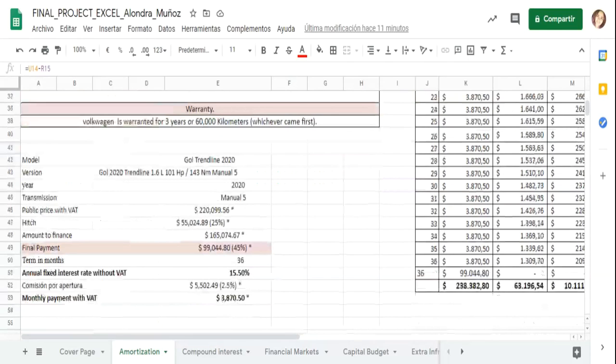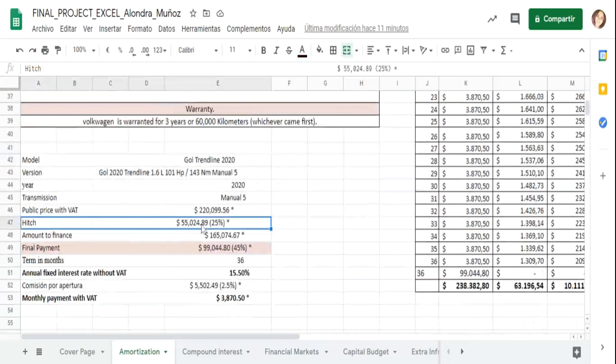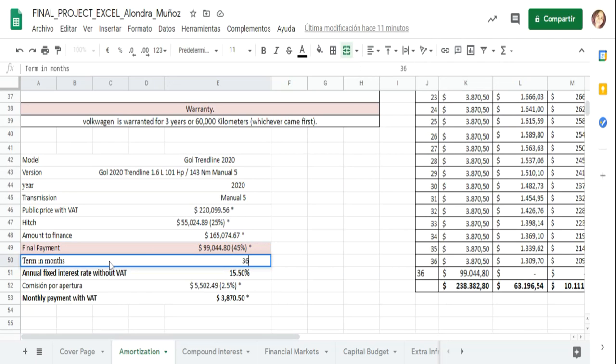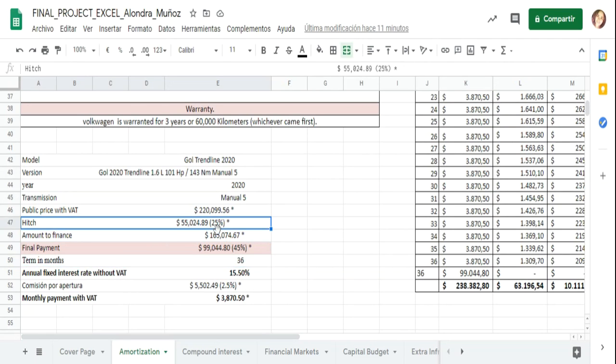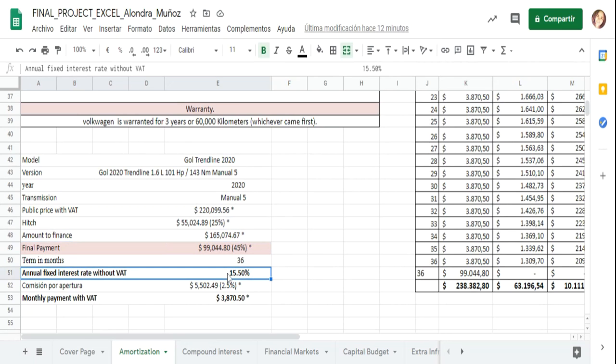Well, this company asks for a hitch that you need to pay at first, and the amount of finance. The company only finances a part, and you need to give a hitch to get a car. This is the amount that the company finances, and we expect to pay this amount in 3 years. That is 36 periods.